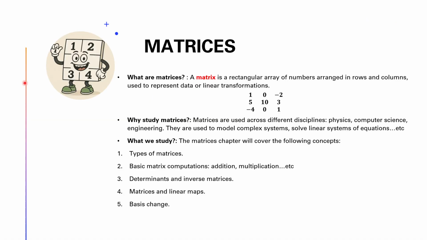Now, the first chapter we'll see is matrices. A matrix is a rectangular array of numbers arranged in a specific way in rows and columns, as you are seeing in this slide, to represent data or linear transformations.